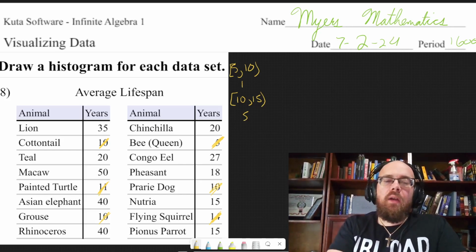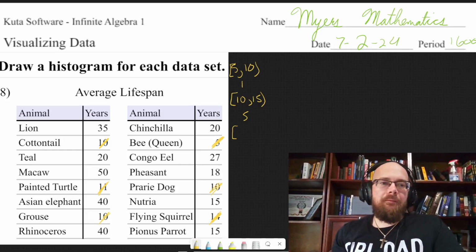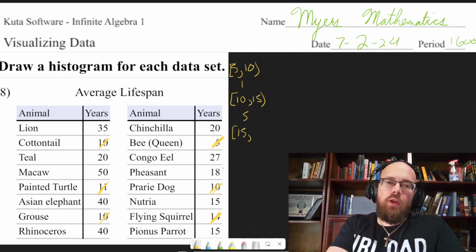Okay. Then what about from 15 to 20? So including 15, not including 20. Looks like just the 2. Oh, no, 3, because there's 18 right here. So 1, 2, and 3. 3 of those.